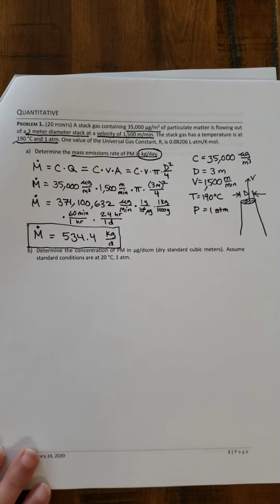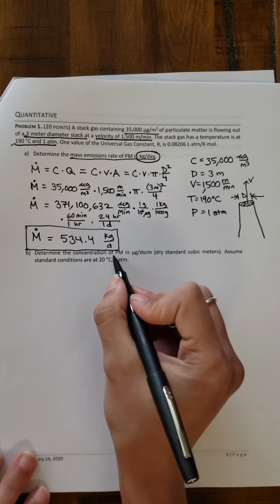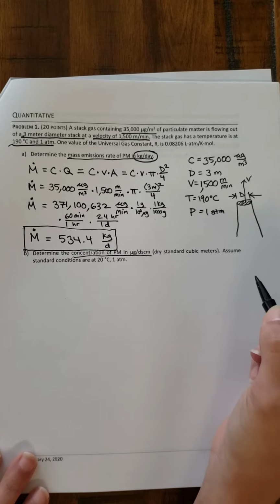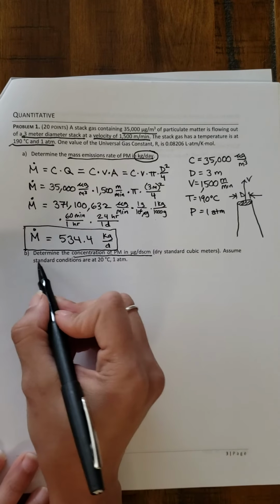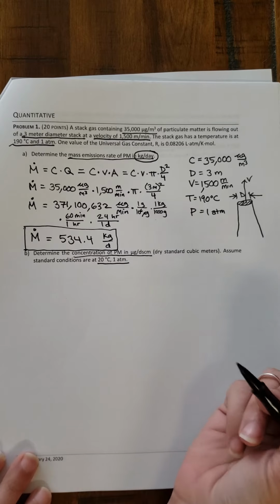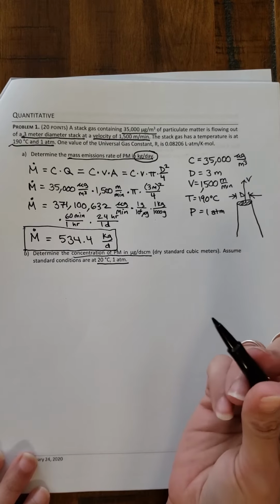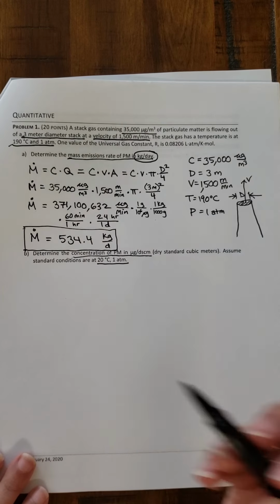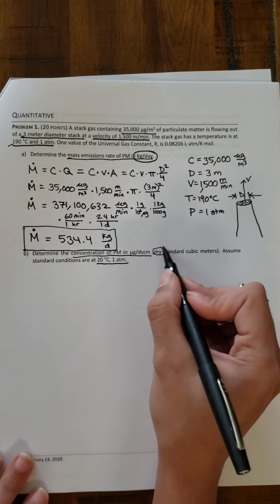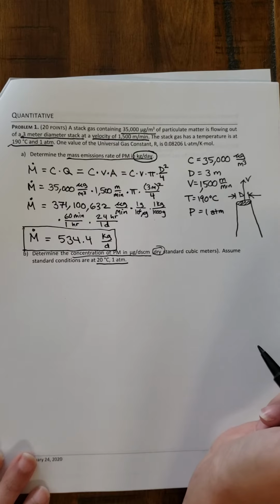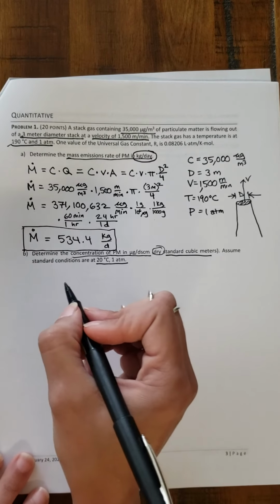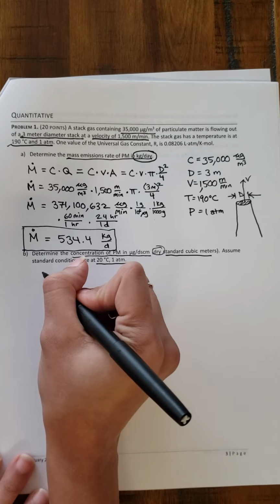Okay, so part B, we're determining the concentration of particulate matter in micrograms per dry standard cubic meters. We're assuming standard conditions are at 20 degrees Celsius and 1 atmosphere, and we're not given a percentage of water vapor. So in that case, we should assume we're already in dry conditions, but we need to convert to standard cubic meters.